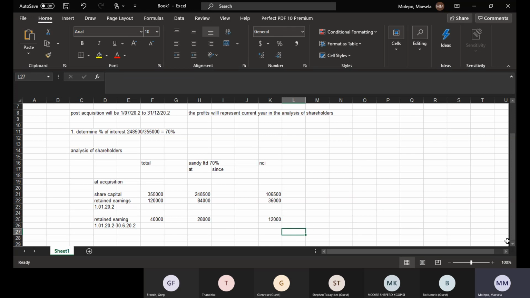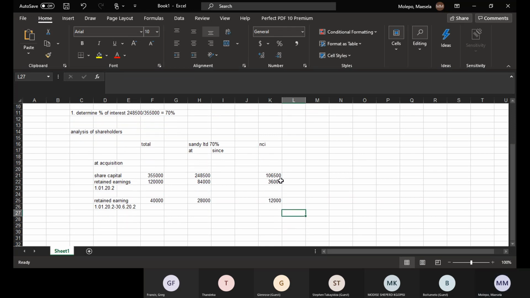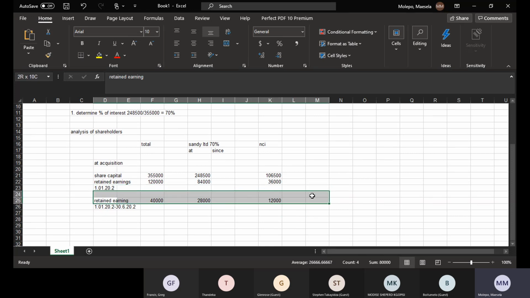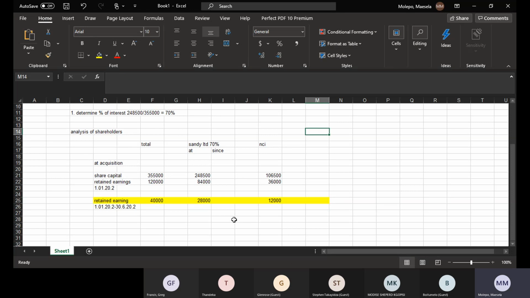Up to so far, is there any question? Especially with regard to this part, the retained earnings. Any question with regard to this?